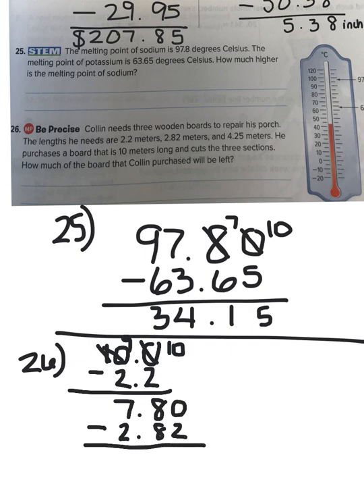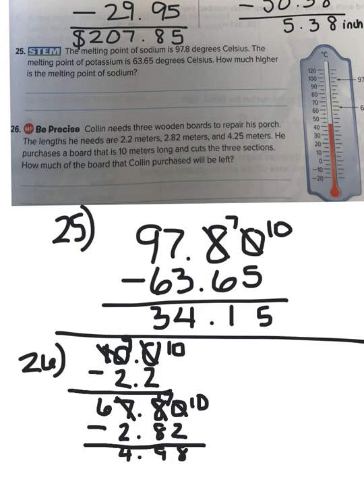We need to borrow from our 8. So we can take away 2 from 10, giving us 8. And now we need to borrow again so that we can have a 17 right here to take 8 away from 17, leaving us with 9. And then 6 minus 2 is 4. Bring down our decimal place.